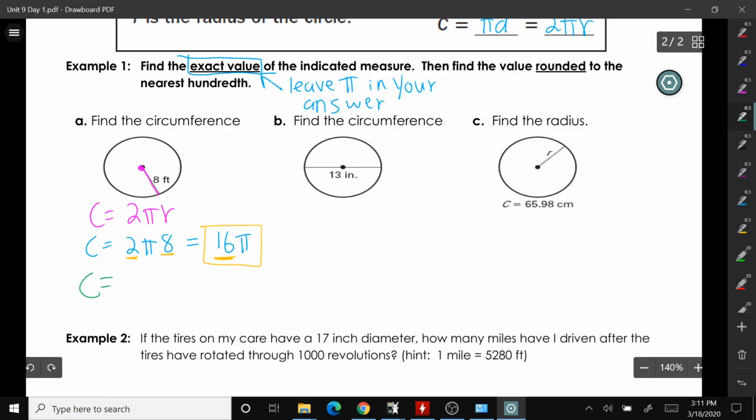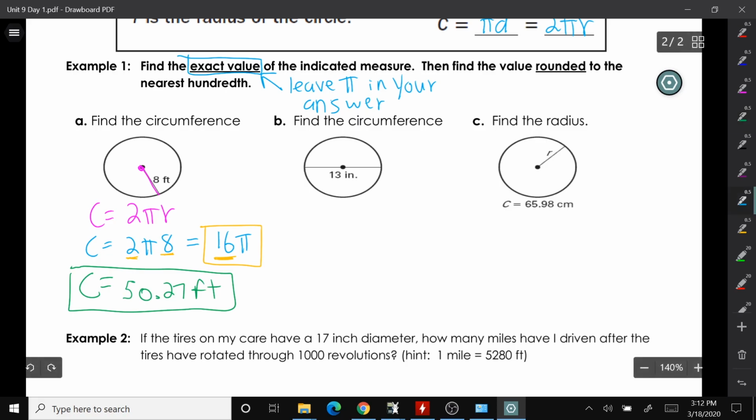So I'm going to type that into my calculator, 16 times pi. If your calculator doesn't have the pi button, you can use 3.14. Just know that you might get answers that are slightly different than mine. And I get 50.27. Here's my decimal approximation.